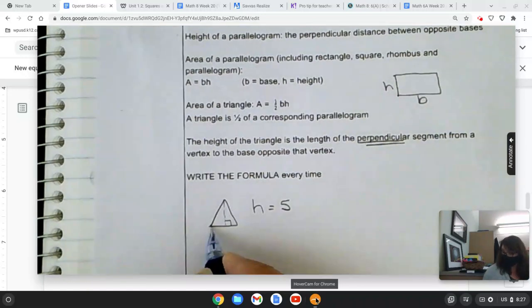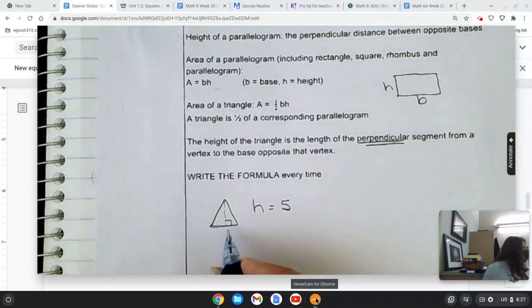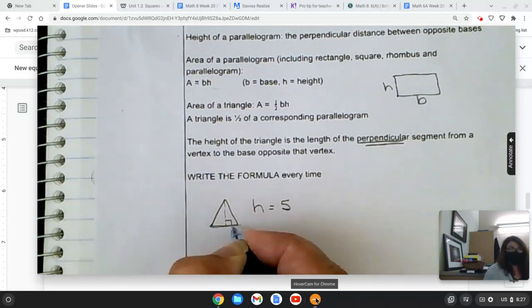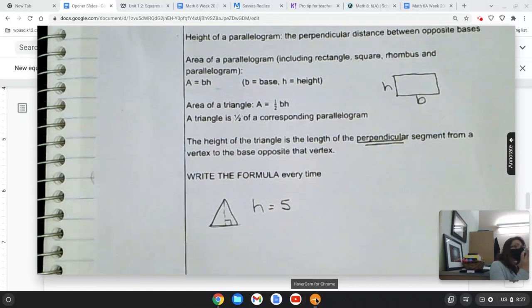Okay, usually we think of it as the bottom, right? My brain thinks base is bottom. It's wherever the height and the outside line make the perpendicular connection.